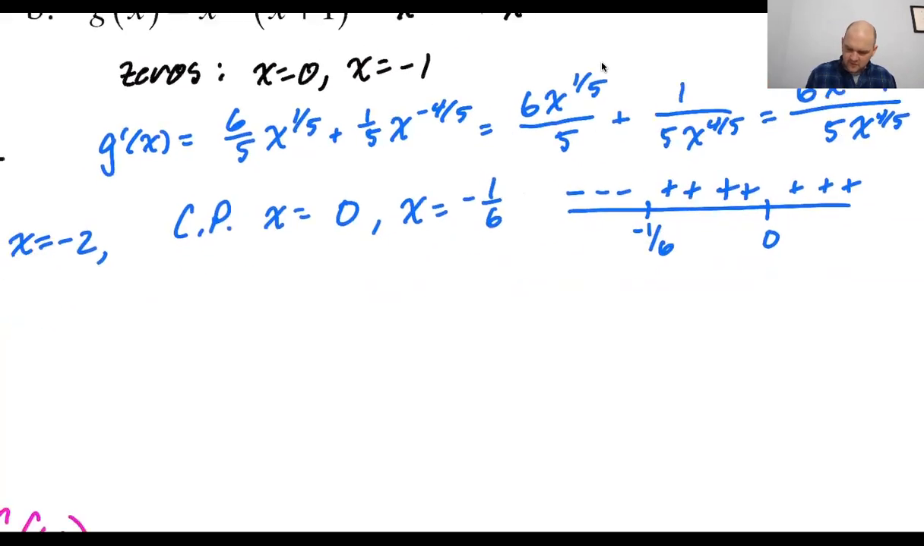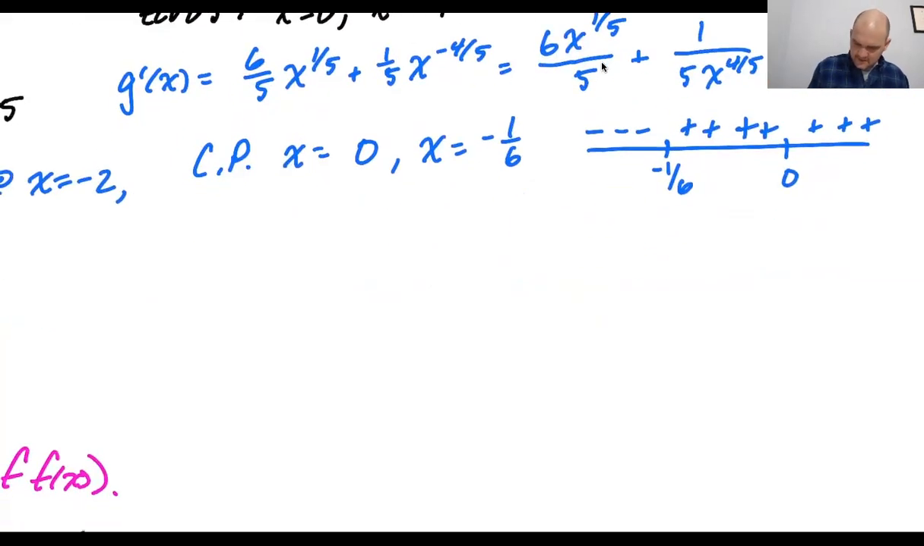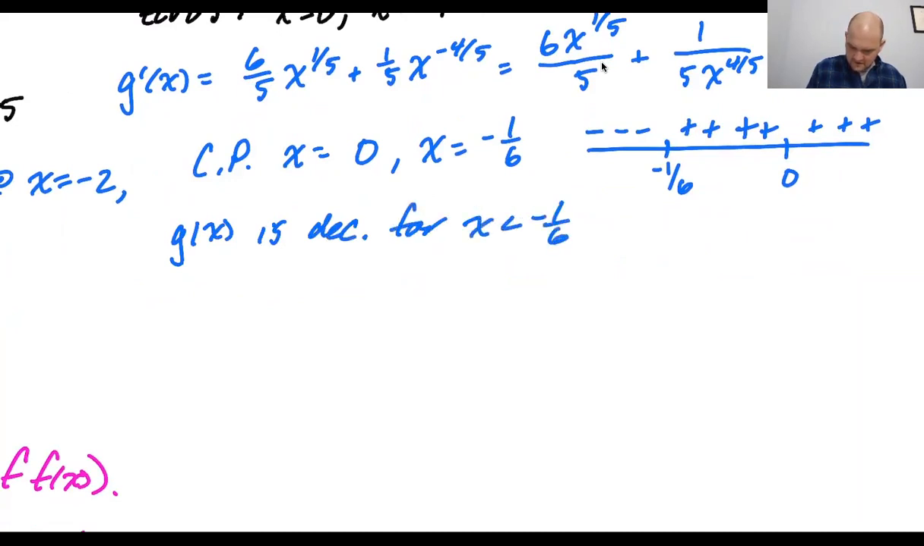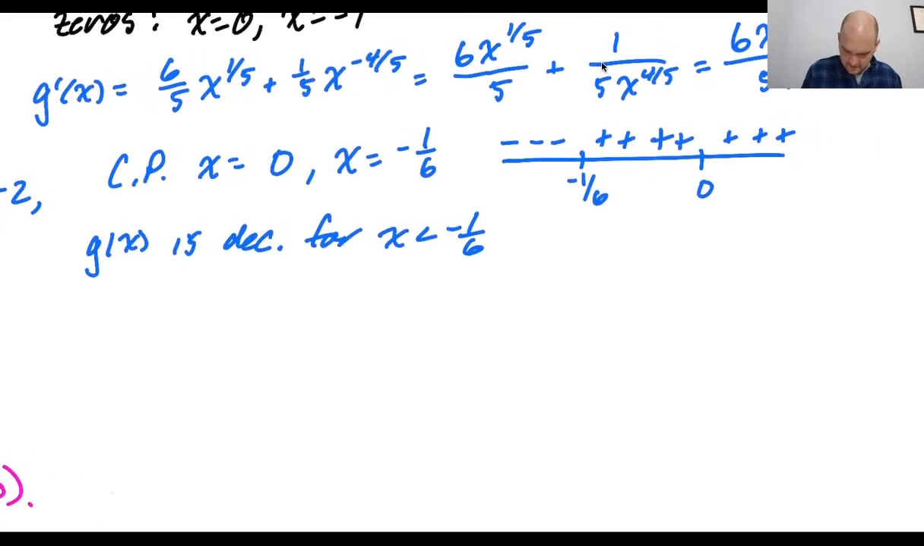Okay, so what can we say? We can say g of x is decreasing for x less than -1/6. And that's because g prime is less than 0 there.